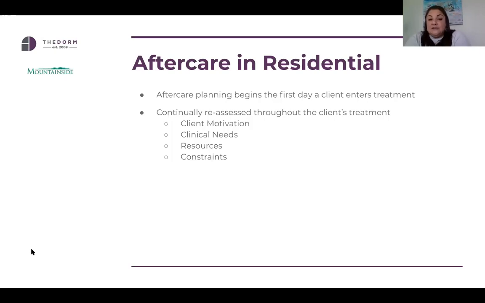So you're going to constantly reassess client motivation, clinical needs, resources, and what the constraints are, if they have any. Like, do they have to, for legal reasons, go to a halfway house? Do they have to go back to work because their FMLA or short-term disability only lasts 6 weeks? So all those need to be taken into consideration and consistently reassessed.